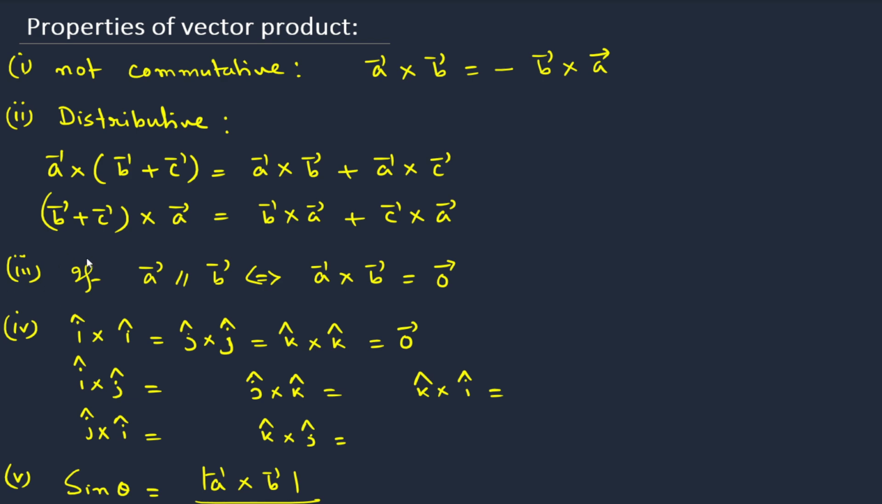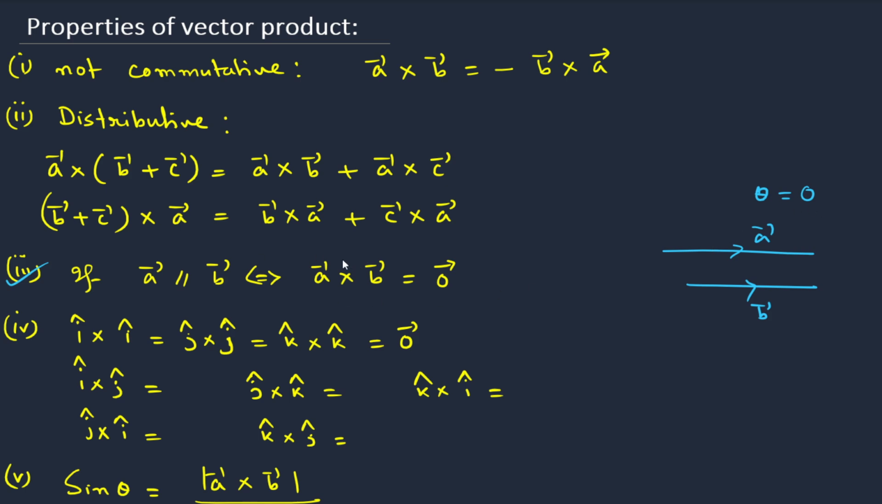Now this is one more important thing. If A bar and B bar are parallel, in scalar product we learn that if A bar is perpendicular to B bar, then the dot product is 0. But here, if they are parallel, then what will happen? Suppose A bar and B bar are parallel. So parallel means the angle equals how much? 0, sin theta is 0, 0 or 180 degrees.